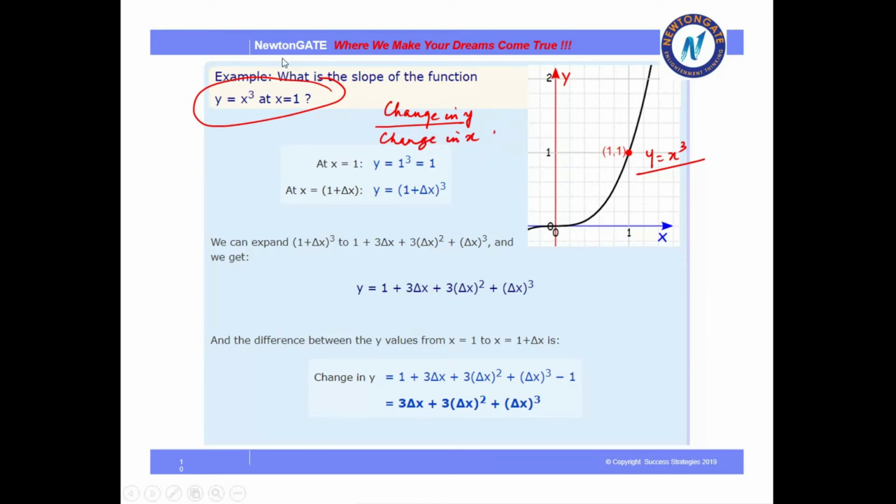Now let us first understand why it was difficult to find the value of slope in the first case. Slope, as I said, is change in y divided by change in x. Now at x equal to 1, y equal to 1. So at 1 comma 1 we are getting 1 minus 1 divided by 1 minus 1.